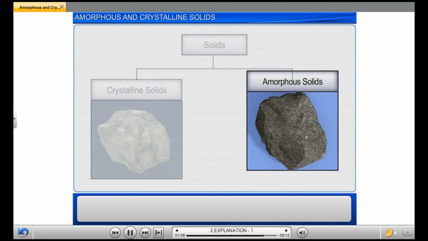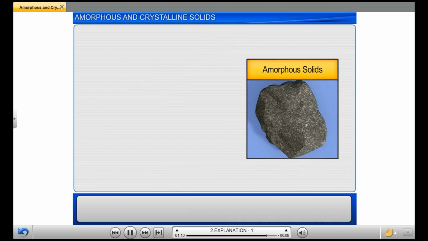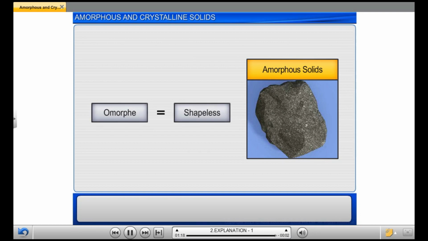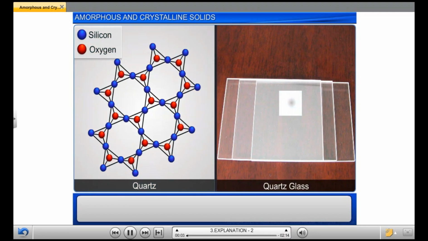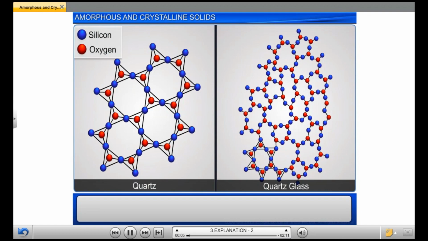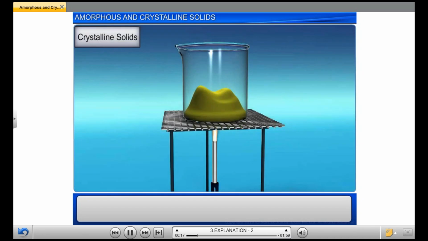Now let's discuss amorphous solids. The term amorphous has been derived from a Greek word, omorph, which means shapeless. An amorphous solid consists of a number of constituent particles arranged in a random manner. Thus, amorphous solids do not have any definite geometry. There is short-range order, which means that there is an irregular arrangement of particles that repeats itself to a certain extent only.